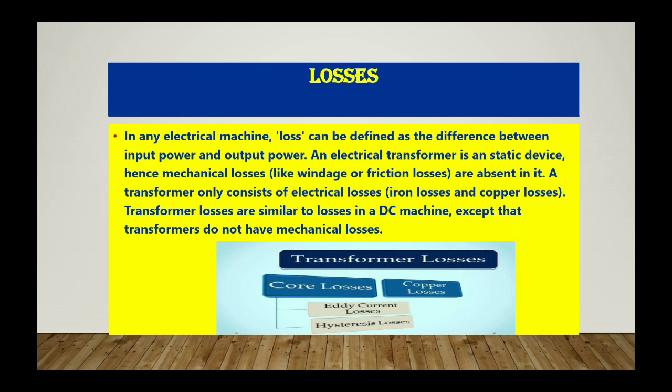The transformer losses are similar to the losses of DC machines or all rotating electrical machines, except that the transformer does not have any mechanical loss, windage loss or frictional loss because it is static in nature. Transformer losses can be classified into two categories: one is core loss or iron loss, another is copper loss. And the core loss can be classified into two categories: one is eddy current loss, another is hysteresis loss.